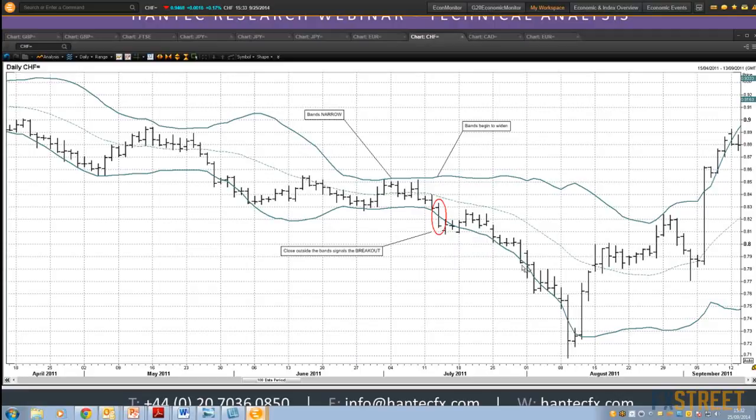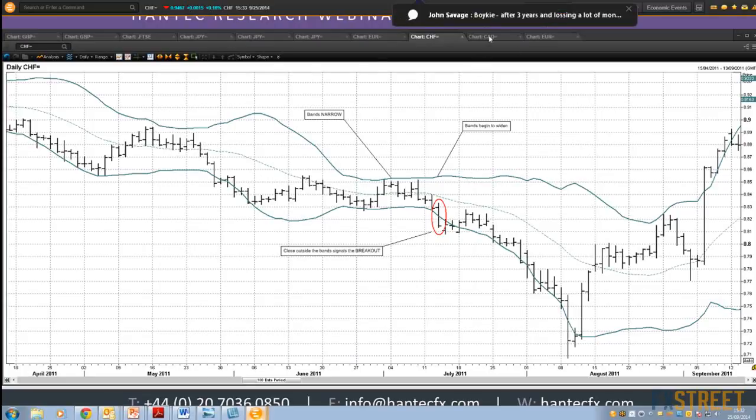Got the bands extremely wide. You're actually trading with, as I said, with the trend in that scenario, because the price is hugging the band, and that is a very strong move. A very strong move indeed. And again, that worked very well.